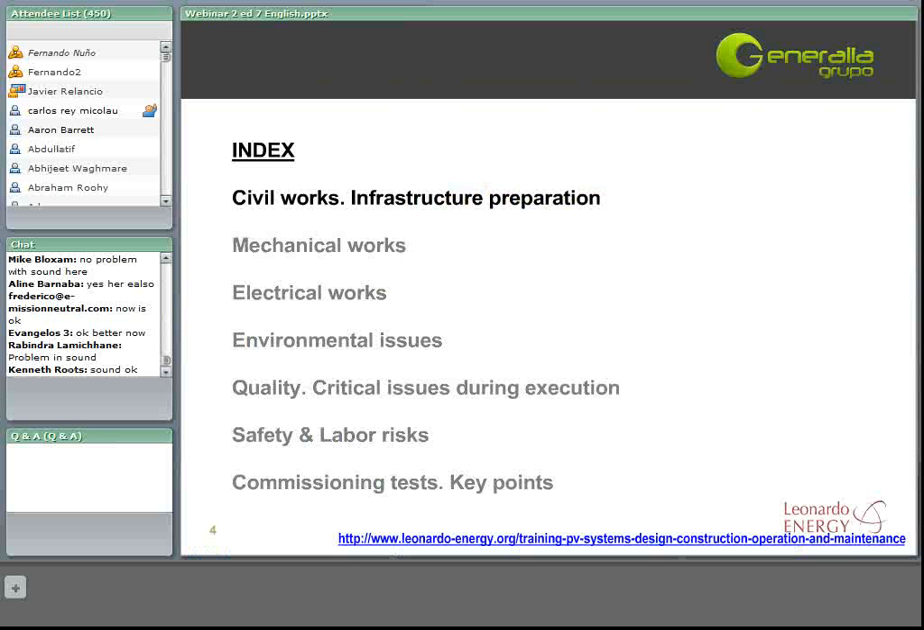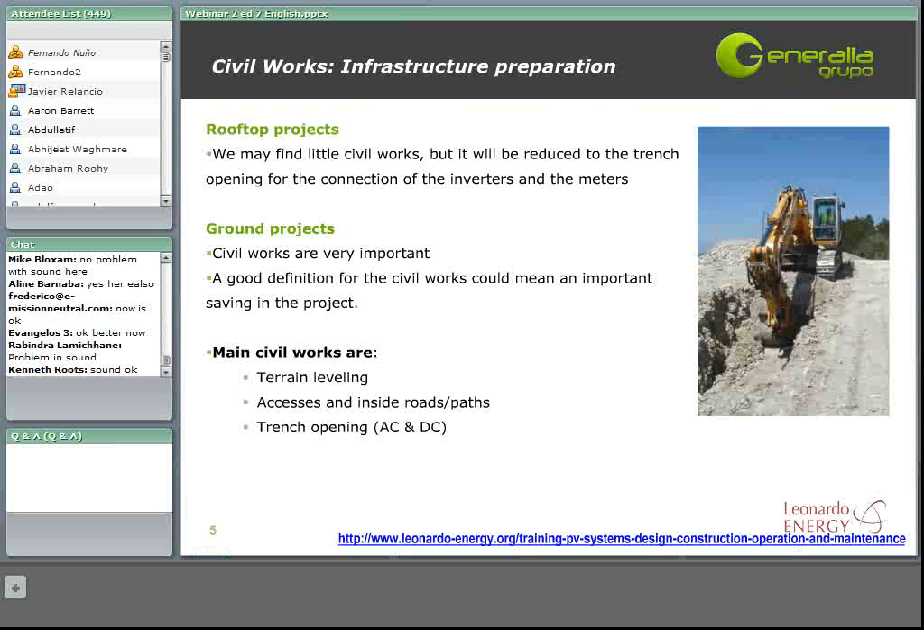So let's start with the civil works and its infrastructure preparation. Talking about civil works, it's important to distinguish between two types of projects. First, the rooftop projects, where we will not find many civil works. Just the connection of the inverter and the meters, and maybe installing any safety devices for our workers. But then we have the ground projects, where the civil works are really important.